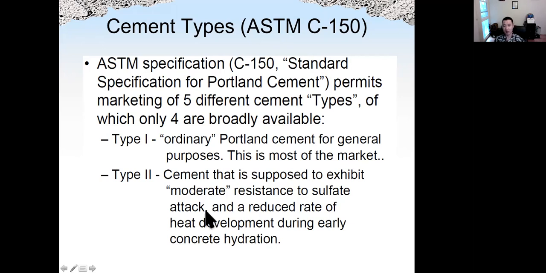Type 2 is called moderate sulfate resistant cement. In the environment, mostly coming from the groundwater or soil, sulfate may cause concrete to crack. We call that sulfate attack. If there's a potential sulfate attack for concrete, we may consider using type 2 or type 5 cement.